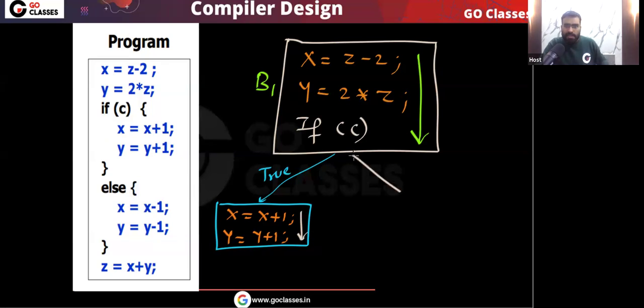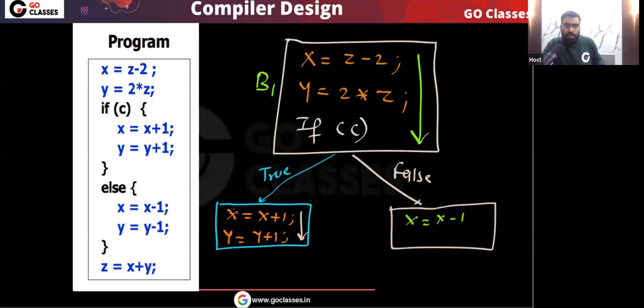If this condition is false, then what will you do? If it is false, you will execute these two instructions. So if this condition is false, these two instructions you will execute. Very simple point.